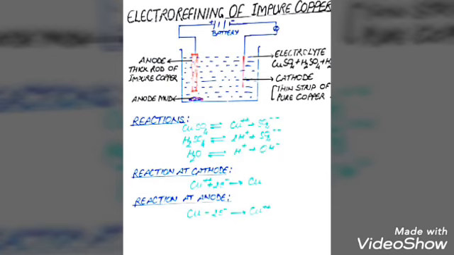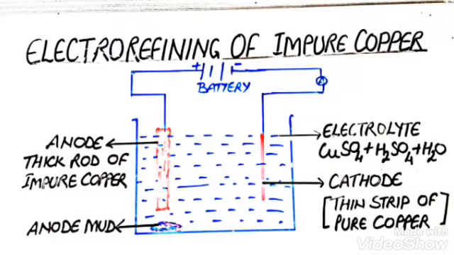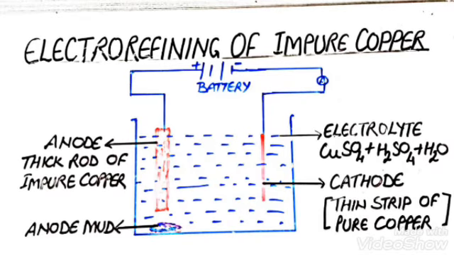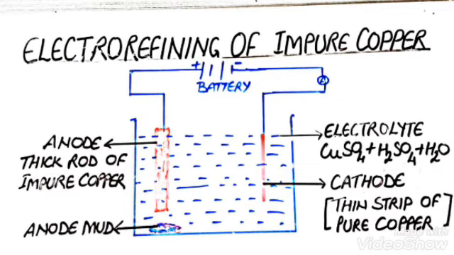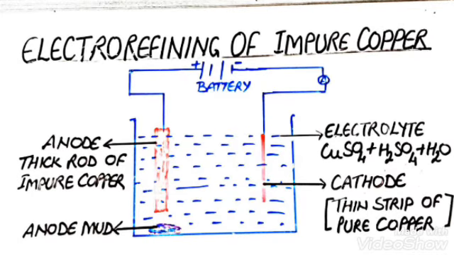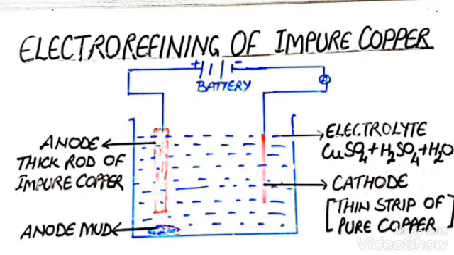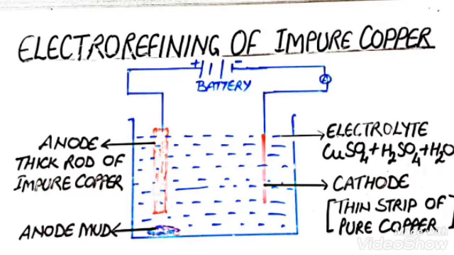Electro-refining of impure copper metal. For this process, a thin strip of pure copper is used as cathode and a thick rod of impure copper, which has to be purified, is taken as anode. Electrolyte is the solution of copper sulfate in water containing a few drops of sulfuric acid.